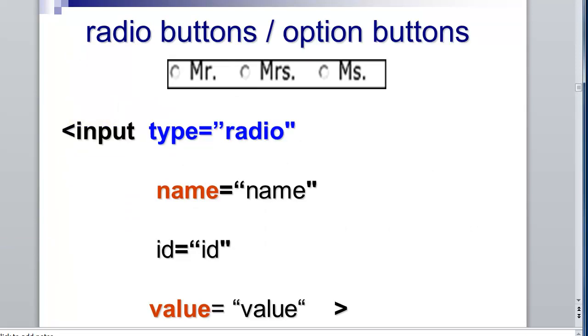Radio buttons are created by the type attribute, type equals radio. And here, as I said, we need to have a name for every element. In this case, we need to have a value because all the user is doing is clicking, so we need some way to identify which one they actually clicked on. The ID is optional. Now, because radio buttons are mutually exclusive and you can only check one, all of the radio buttons have to have the same name, but they must have different values.